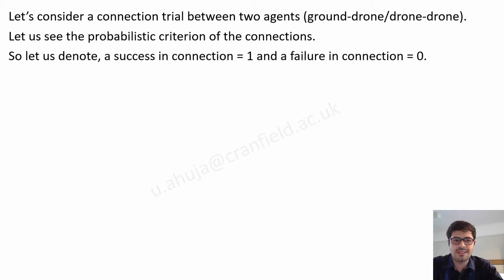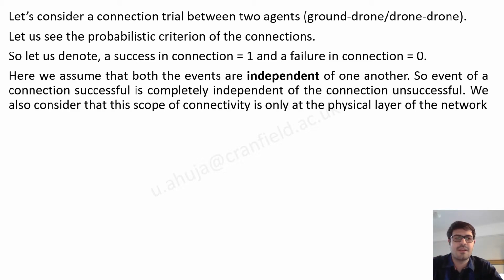Let us denote a success in connection as 1 and a failure in connection as 0. Here we assume that both events are independent of one another. So the event of a successful connection is completely independent of an unsuccessful connection. We also consider that this scope of connectivity is only at the physical layer of the network.